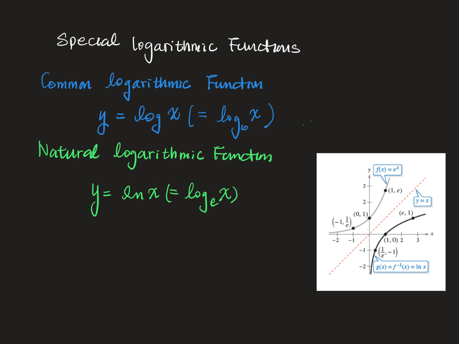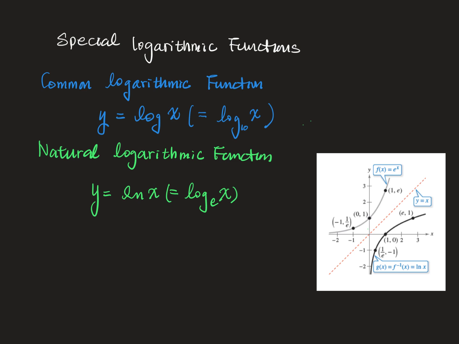There are two special logarithmic functions. The first one is the common logarithmic function. The common logarithm has base 10. When you write the common logarithmic function, you don't put any base. You see no number in the base position, then you say, oh, the base is 10.